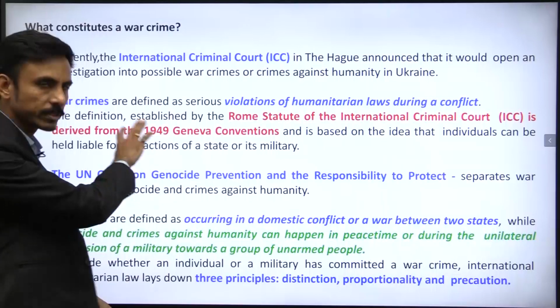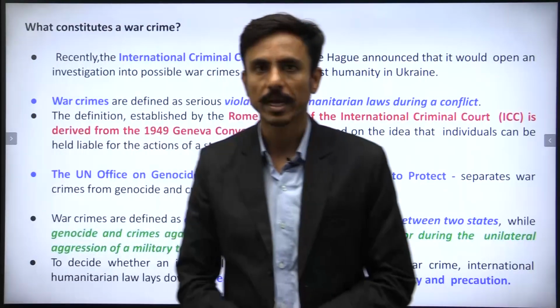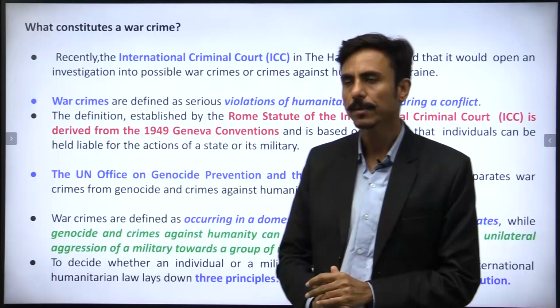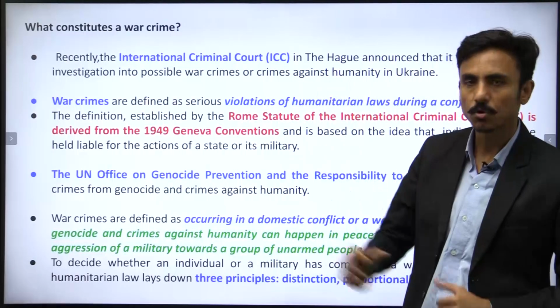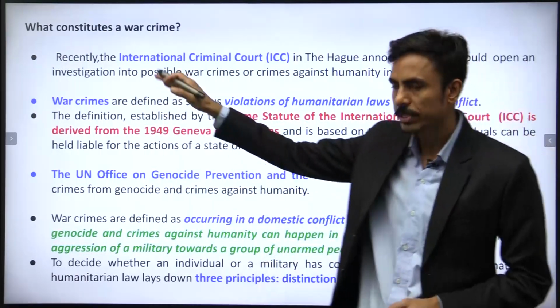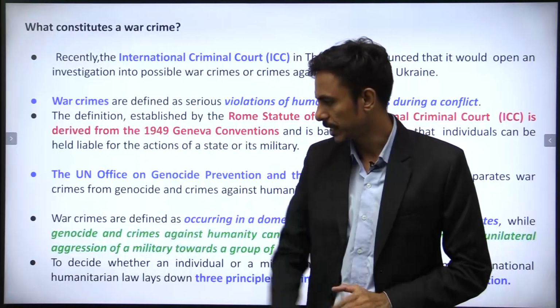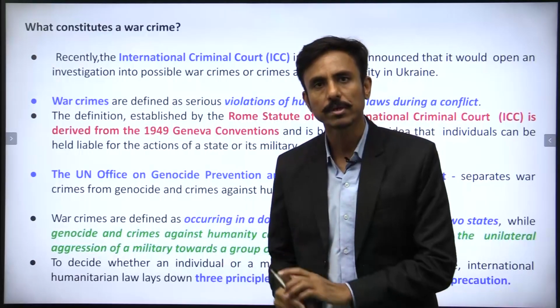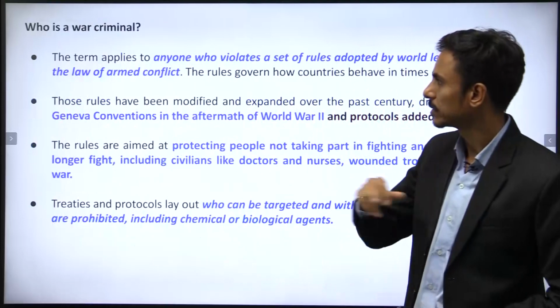So the key takeaways from this slide are the 1949 Geneva Convention, then the International Criminal Court, and what is the difference between war crime and genocide. Very important takeaways from this slide.